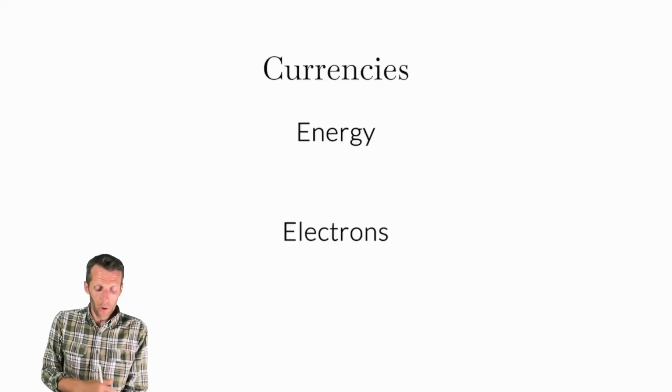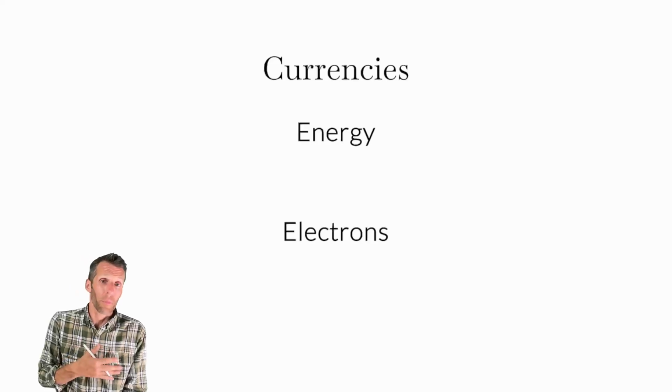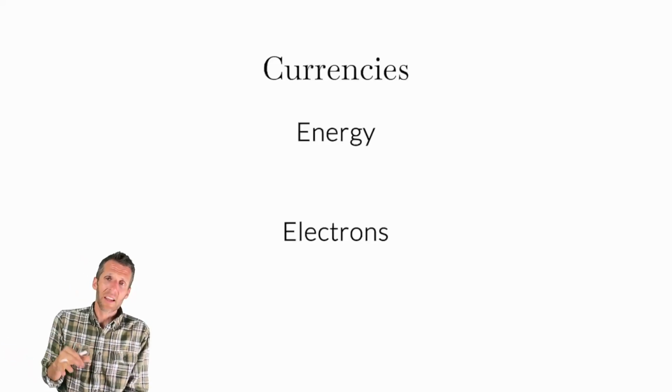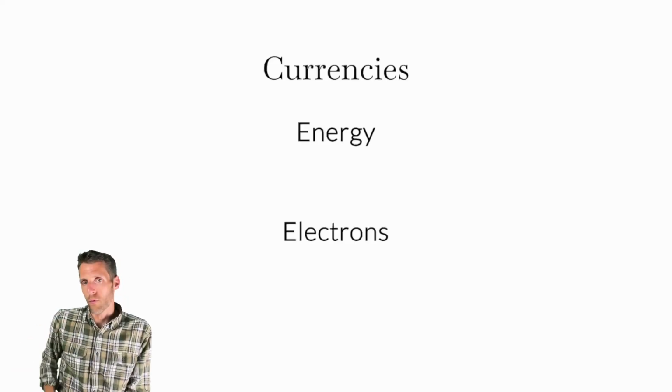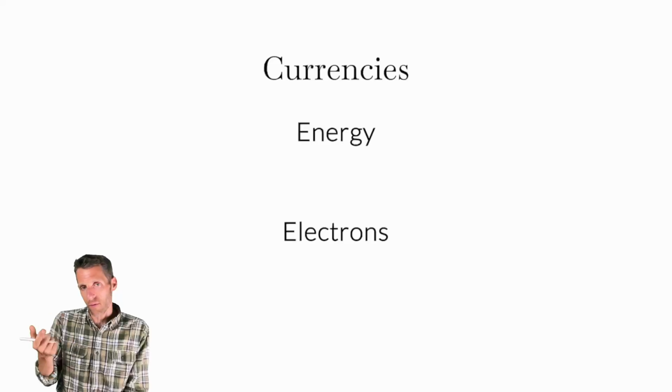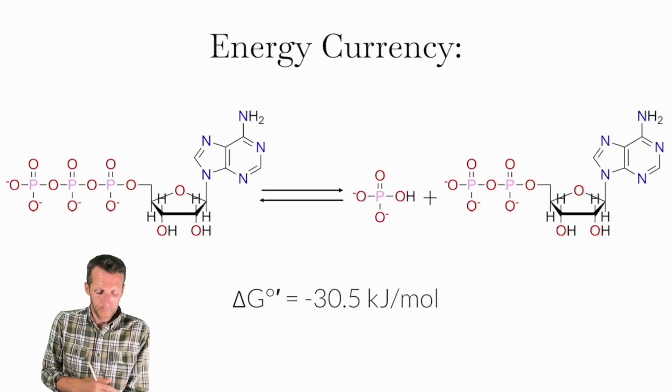Now, when I was prepping this video, I waffled back and forth. I was at one point going to do up to six different currencies, and I decided I would focus on just a couple in some detail, not deep detail, but focus on two, and then we'll hit others as we go through future videos. The currencies I wanted to cover were energy and electrons. We've already seen the energy currency a little bit.